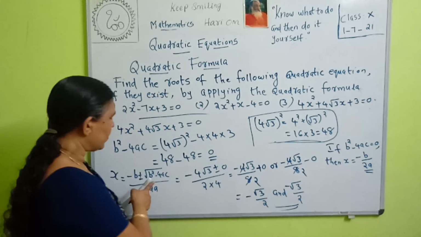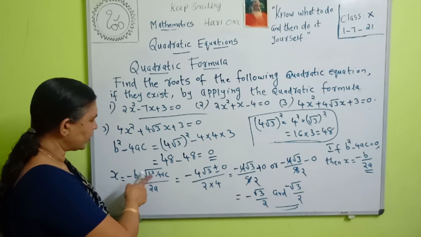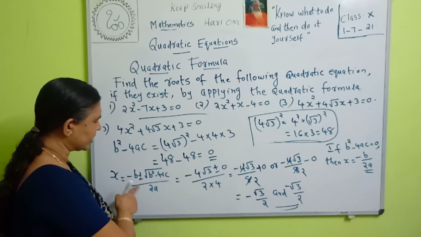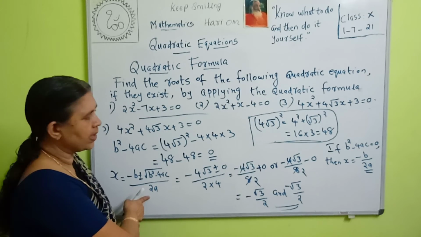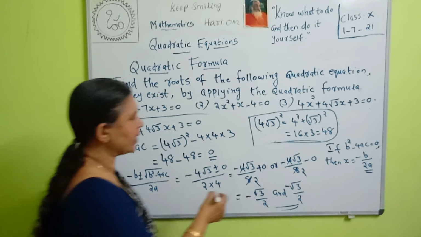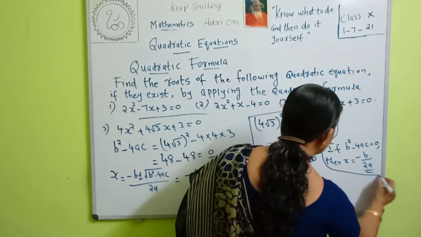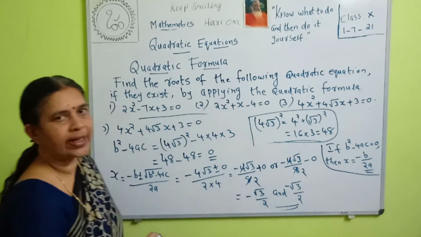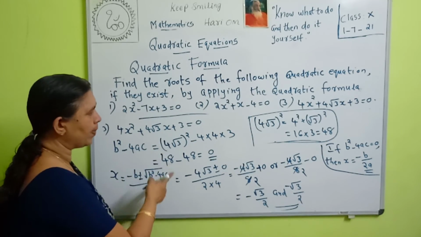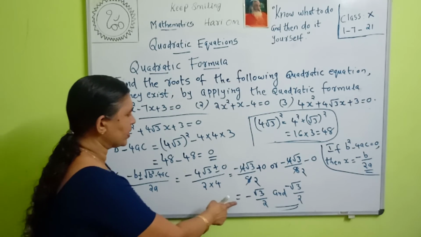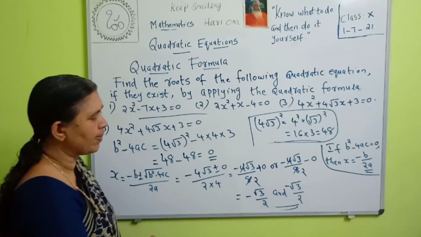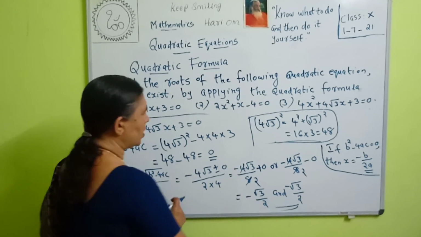That is, b square minus 4ac is equal to 0. Therefore, minus b by 2a is the root of the quadratic equation. So you remember it. If b square minus 4ac is equal to 0, then x is equal to minus b by 2a. Therefore, the roots are minus root 3 by 2 and minus root 3 by 2.